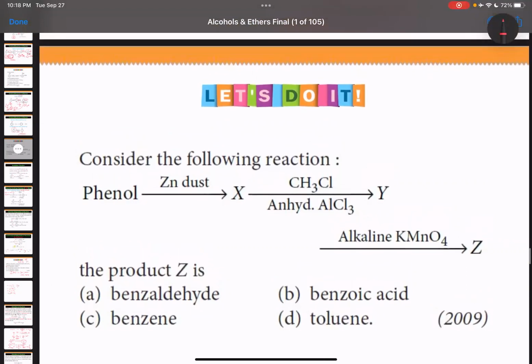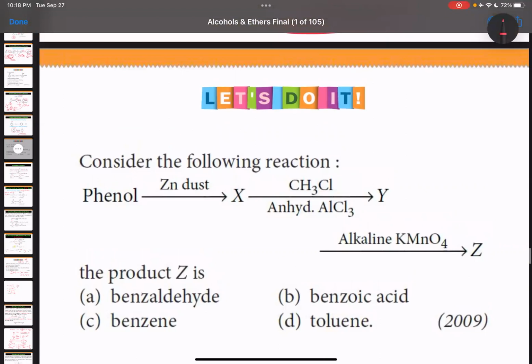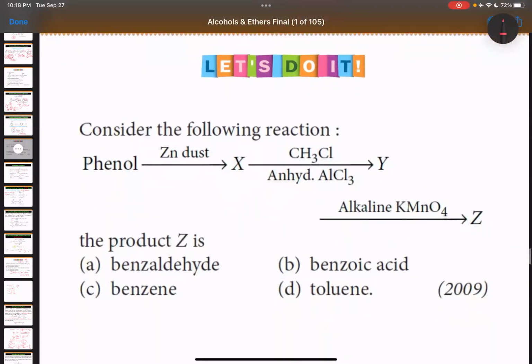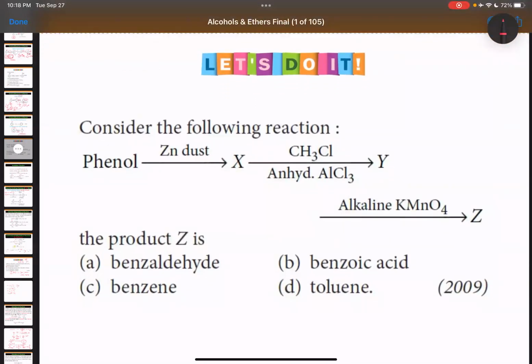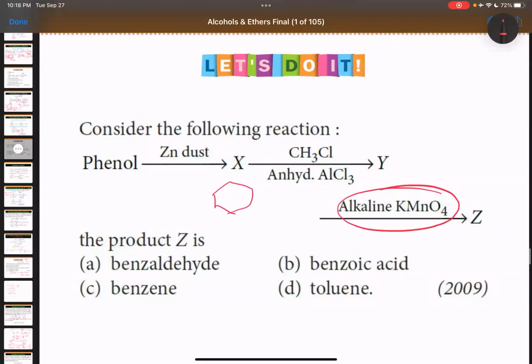Sir, is it benzaldehyde? It is going to be benzoic acid. So phenol upon treatment with zinc dust will form toluene. Pardon? Toluene at the end. Oh, it will form toluene again. Yeah, toluene.